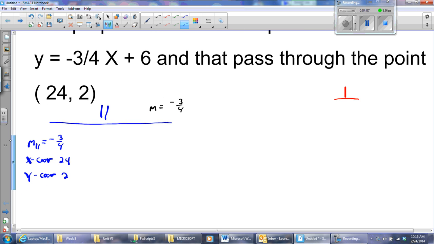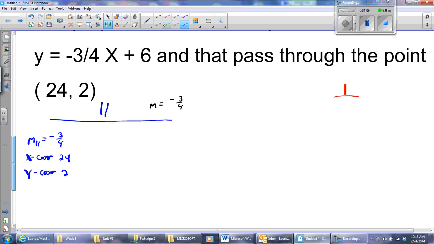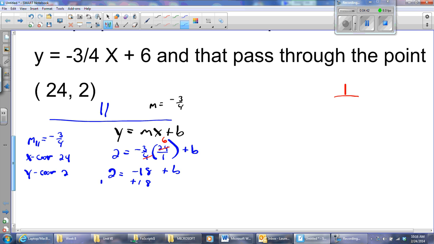Okay. I go to y equals mx plus b. I'm always using slope-intercept form to do these. And I just plug them in. I know the y-coordinate is 2. I know the slope is negative 3/4. I know the x-coordinate is 24. And then b. And so let's see here, 4 goes into 24 6 times. Negative 3 times 6 is negative 18. And so I'm going to add 18 to both sides. And we're going to get 20.